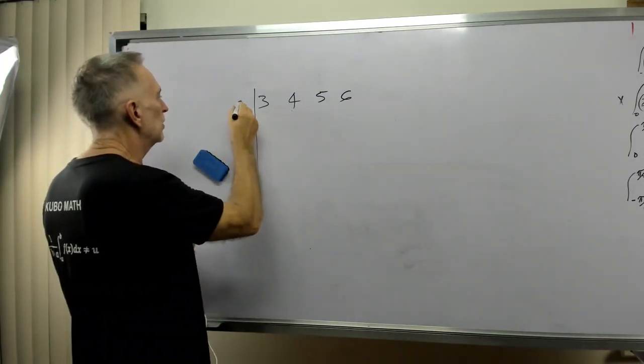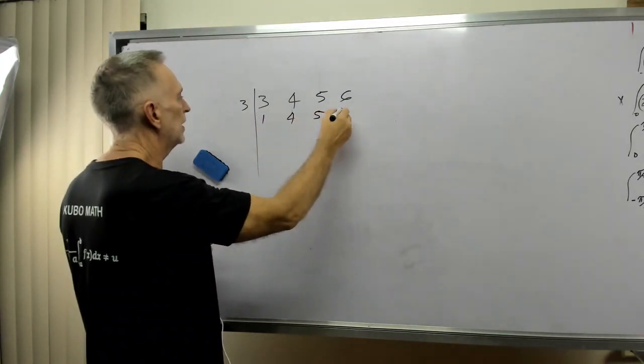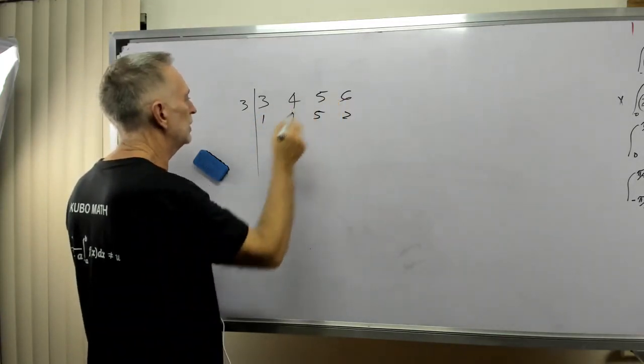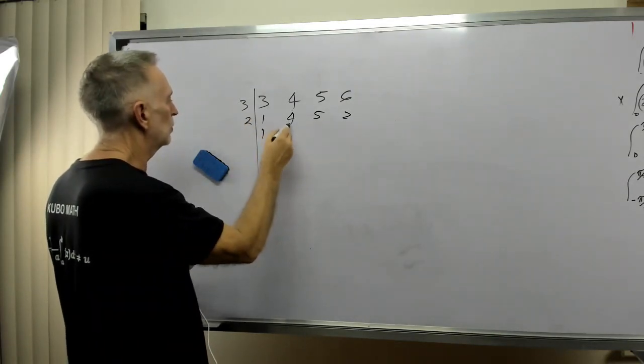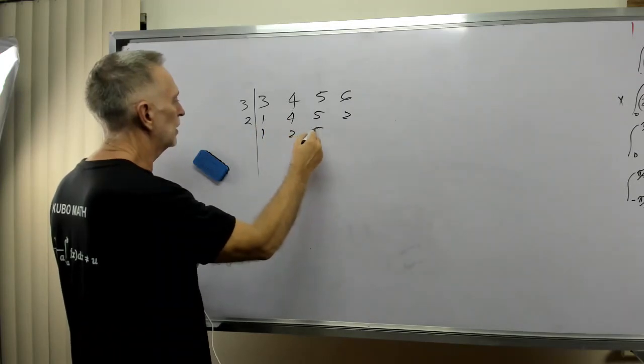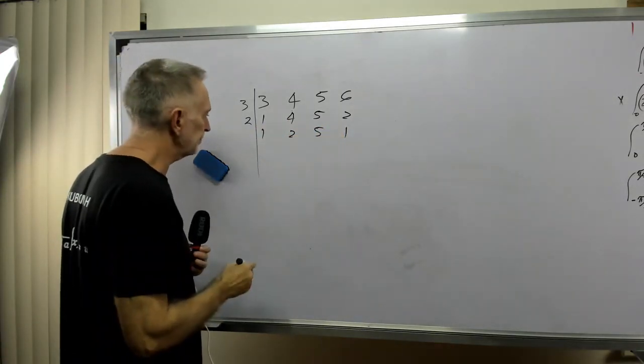Okay, let me get rid of the 3. 3 divided by 3 is 1. Bring the 4 down, the 5 down. 2 times 3 is 6. I'll get a 2 out of that. So 2 times 2 is 4. Bring the 5 down. 2 divided by 2 is 1.